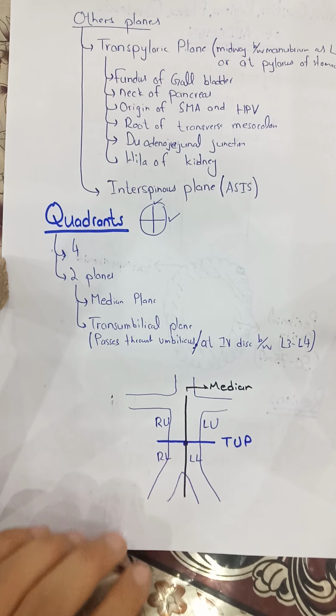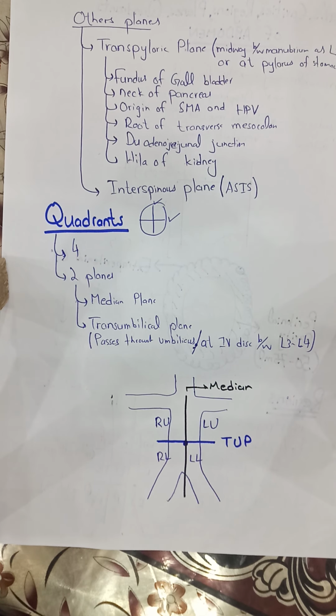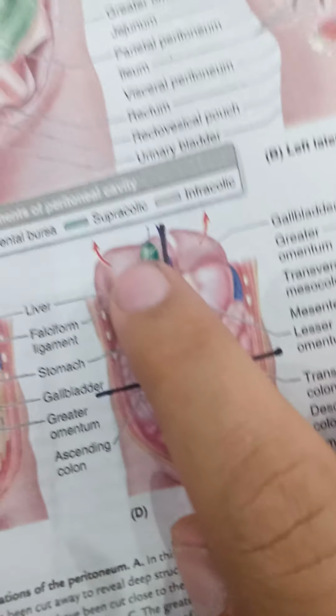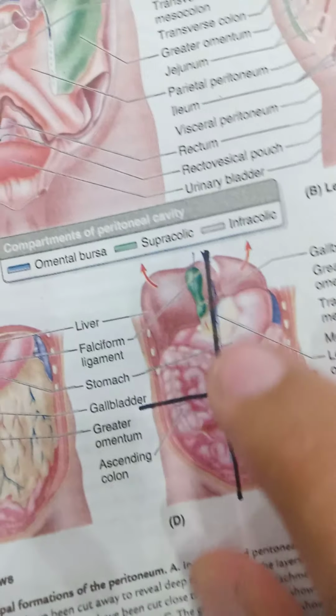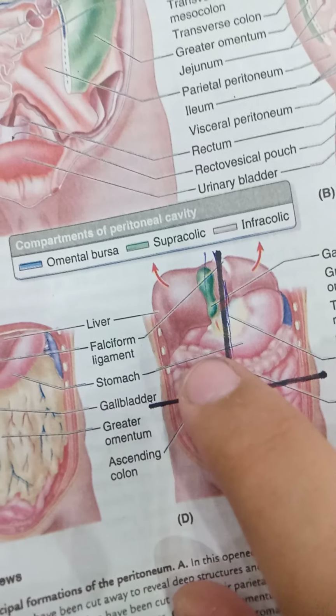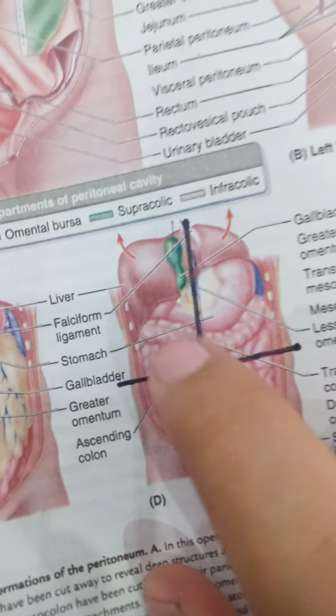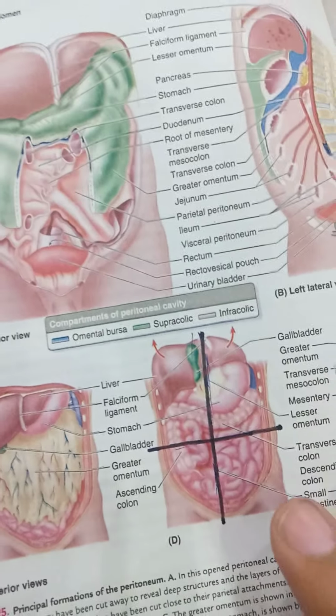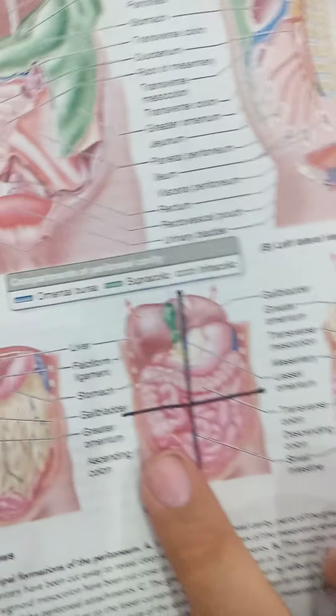Okay, and now to see which structures are present in which quadrant, we must see a diagram. So I will now show you that diagram here. See this. Okay, in this diagram you can easily identify which structure is present in which quadrant. Like if we say the right upper quadrant, there will be the right lobe of the liver, the gallbladder, the superior part of the ascending colon, the right part of the transverse colon, and the pylorus or the distal part of the stomach. And same we can say for the left upper, the left lower, or the right lower quadrants. Thank you.